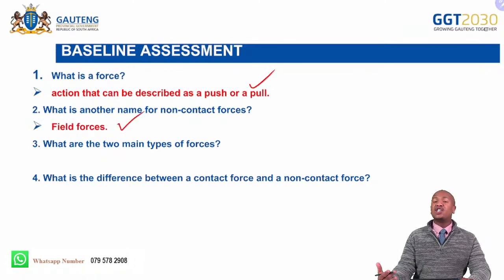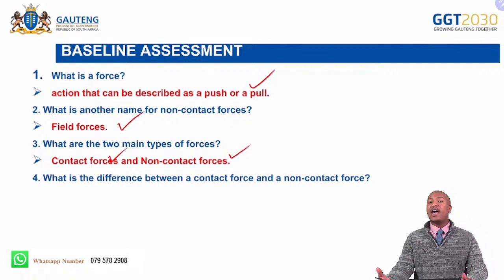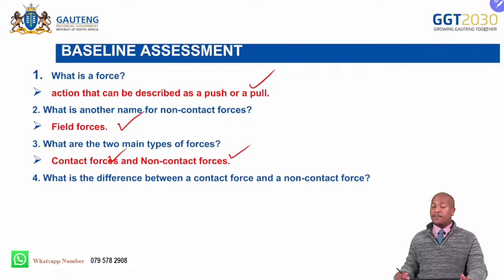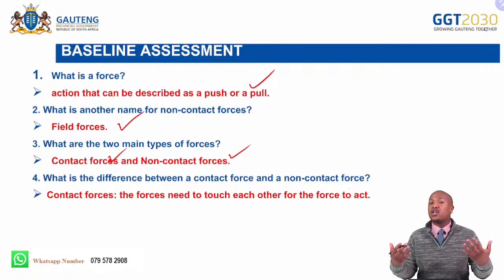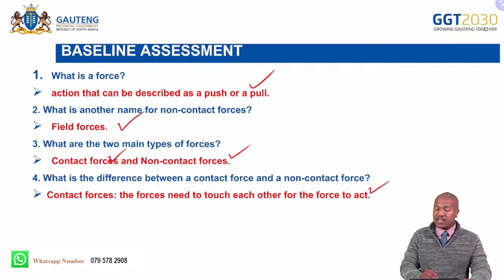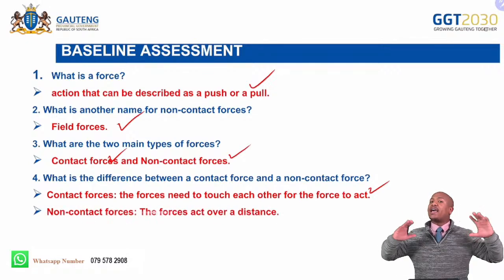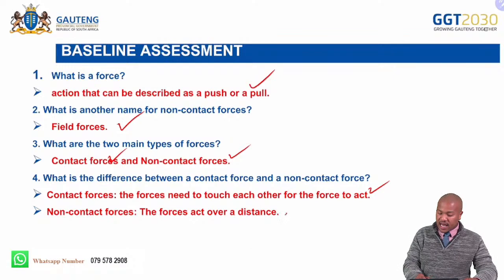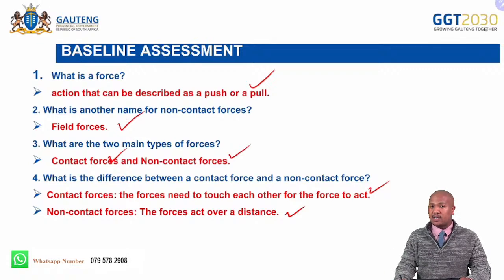Number 3, what are the two main types of forces? Those are your contact forces and your non-contact forces. Then you mark your work. Then lastly, what is the difference between a contact force and a non-contact force? A contact force is the force that needs the two objects to touch each other for the force to act. Whereas non-contact forces act over a distance without touching each other. So now, let's just take a good 2 minutes so that we're able to copy down the corrections.